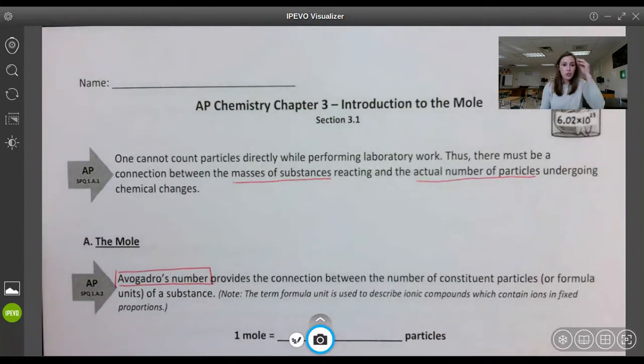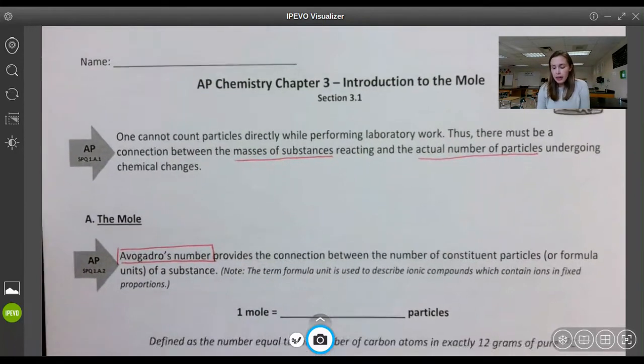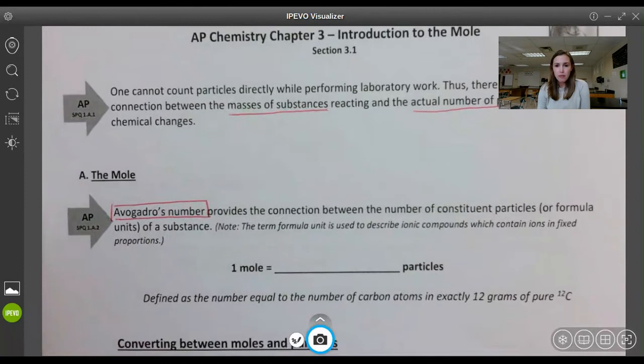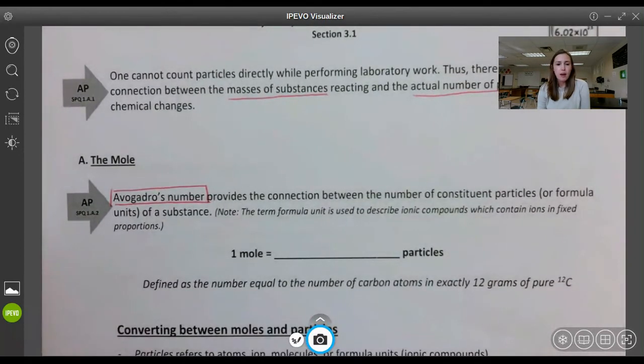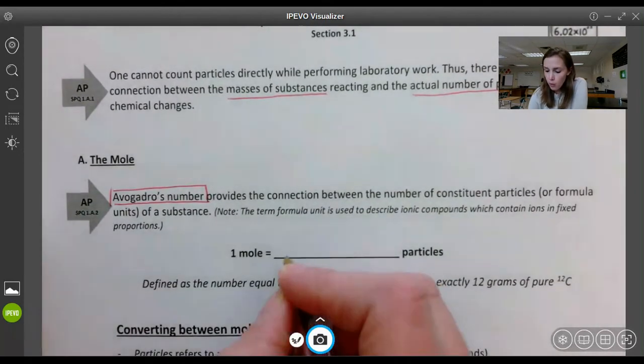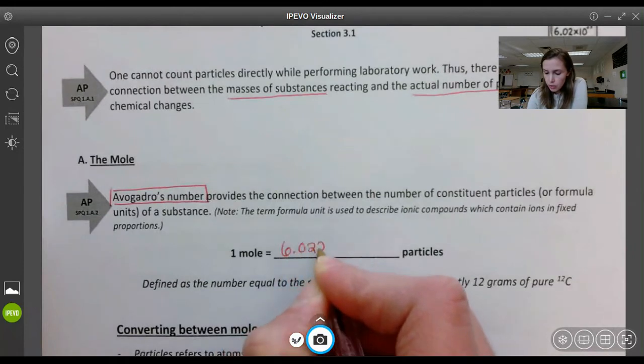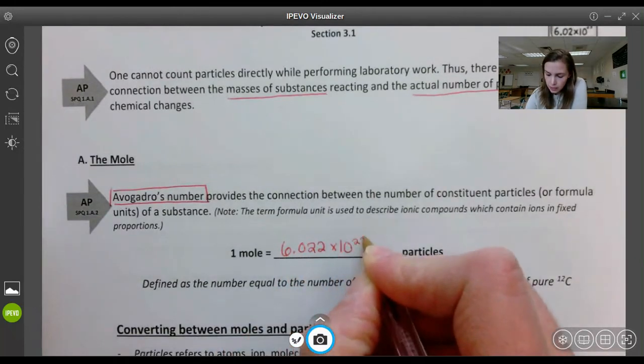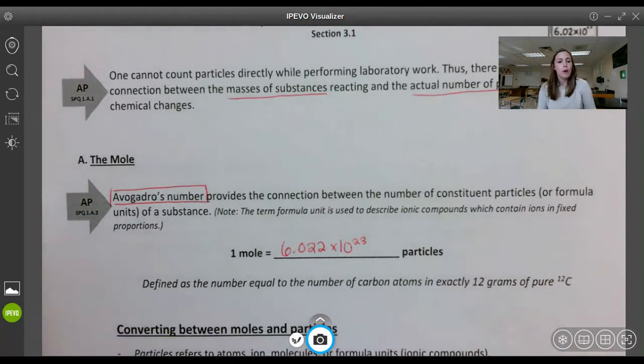Okay, he's the one that was given credit for this work. And it provides the connection between the number of the particles or formula units of a substance. So 1 mole is equal to 6.022 times 10 to the 23rd particles. And particles could be atoms, number of ions, number of molecules, the number of formula units. And formula units here have to do with the number of ionic compounds, essentially.